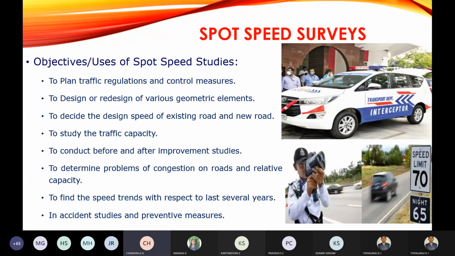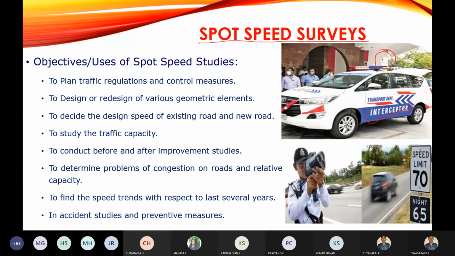Yes, sir. There will be a radar gun focusing on your vehicle. After focusing, it will automatically record the speed of the vehicle at that instant. That type of survey we are going to conduct, and we are going to call it a spot speed survey. That's why I have indicated it as an interceptor.